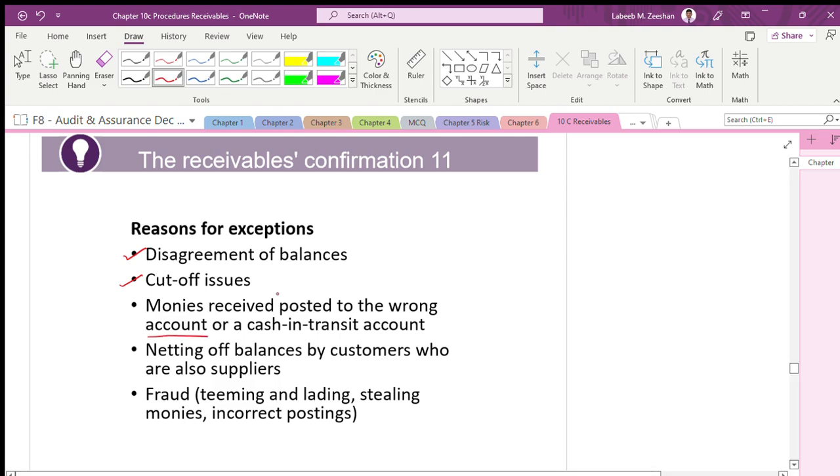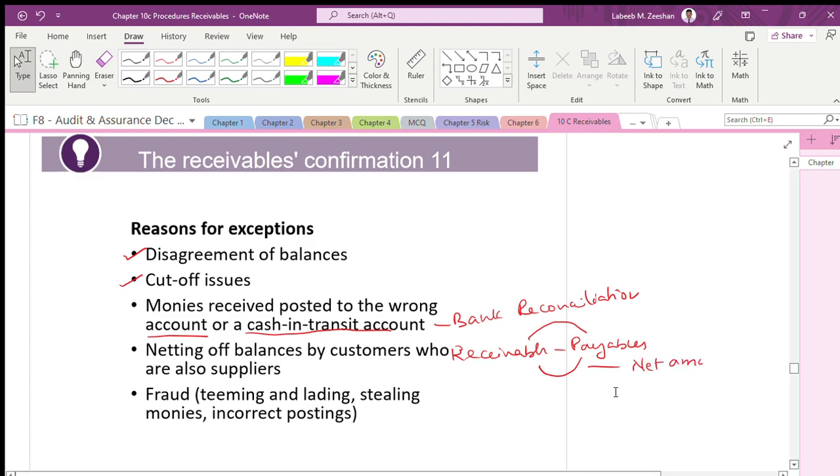Sometimes it will be in cash in transit. That is the reason we do bank reconciliation. Then there is netting of balances by customers and suppliers, receivables and payables. On one side you are receiving, on the other side you are paying, which means you are purchasing as well as selling. What you will do is take the net amount. This net amount is called netting.